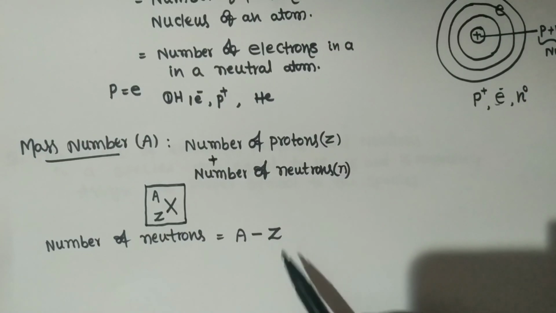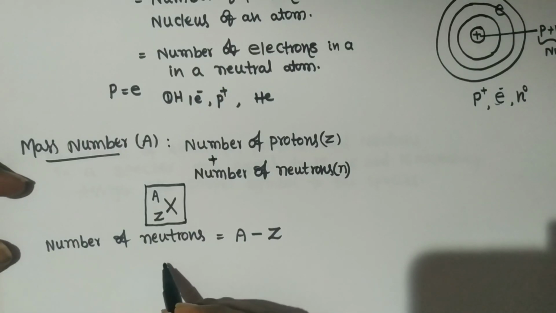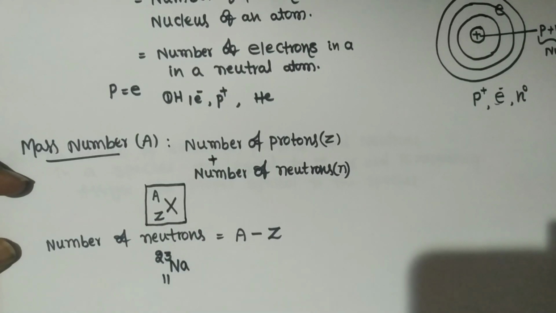Next, the number of neutrons. To find the number of neutrons, we have a formula: A minus Z, mass number minus atomic number. For example, take sodium with atomic number 11 and mass number 23. The question is, find the number of electrons, protons and neutrons present in this element.